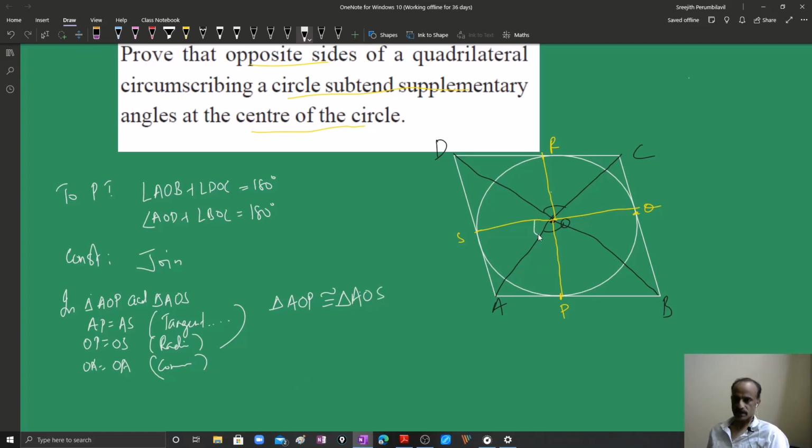That means these two angles are equal. How do you name that angle? Okay, we'll do one thing. Name all the angles. This angle is 1, this can be 2, this can be 3, this can be 4, this can be 5, this is 6, this is 7, and this is 8. So we just named it randomly. So triangle AOP is congruent to AOS. That means angle 1 is equal to angle 8, relation number 1.